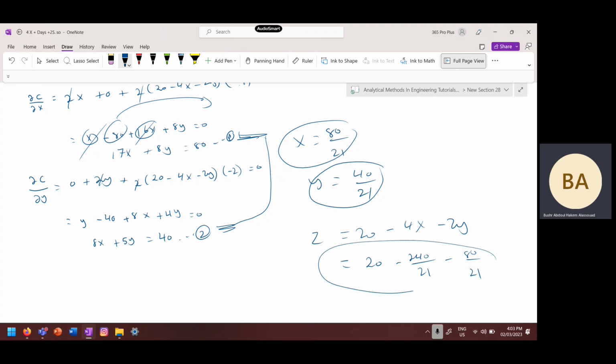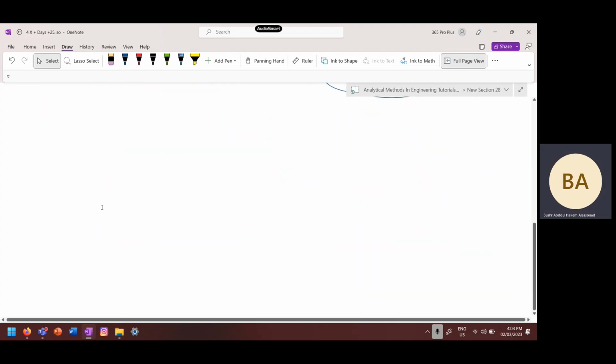Okay, find the result. I think z is equal to 20 over 21. Yes, that's the value of z. Okay, you can recheck with yourself. But now go to method 2.